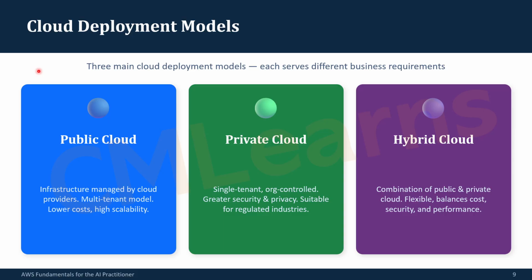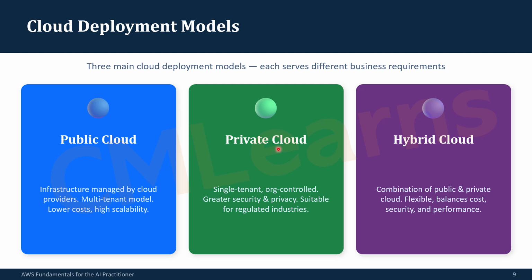And now let's understand the cloud deployment models. There are three types of cloud deployment models. There is the public model, which is very simple. What do we mean by the public model? It's infrastructure managed by cloud providers. It is multi-tenant. What do we mean by multi-tenant? There will be more than one company, two or three companies, in the same cloud. So that means lower cost and high scalability.